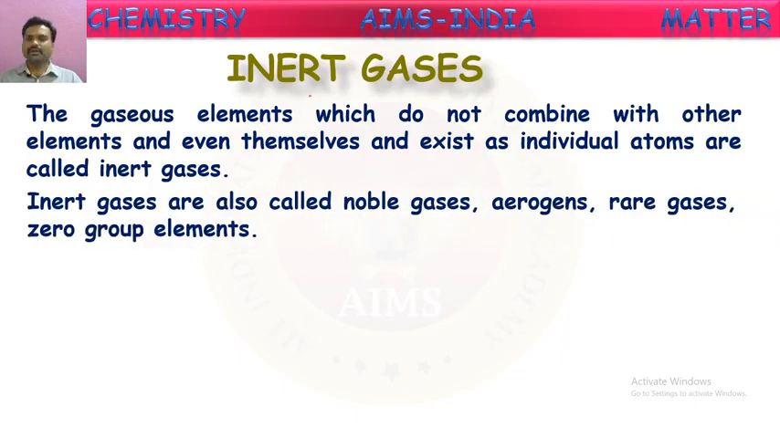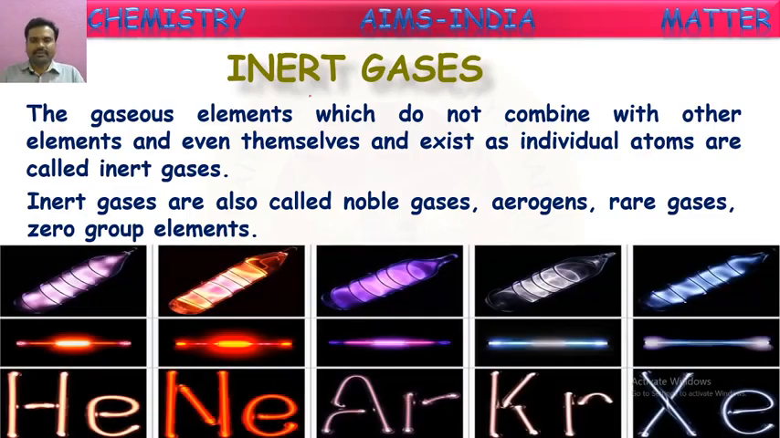These are also called aerogens, rare gases, and zero group elements. Okay, there are other names for these noble gases. Examples for the noble gases shown here are helium, neon, argon, krypton, and xenon. Mostly these noble gases are used in advertisement glow bulbs. What are these advertisement glow bulbs?